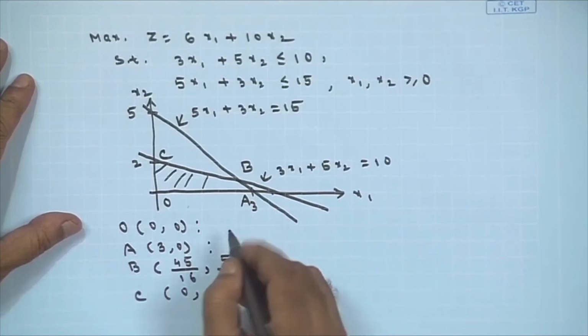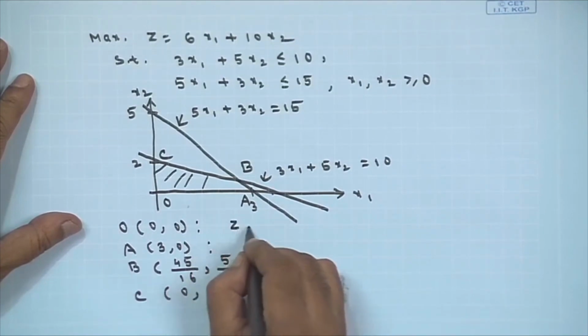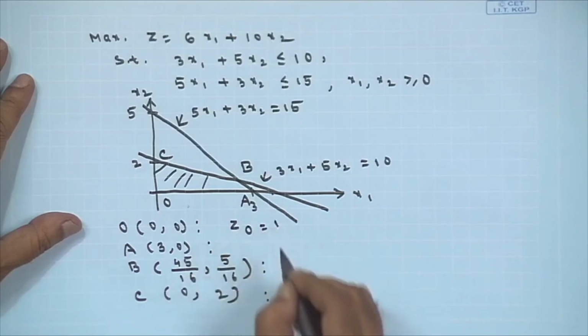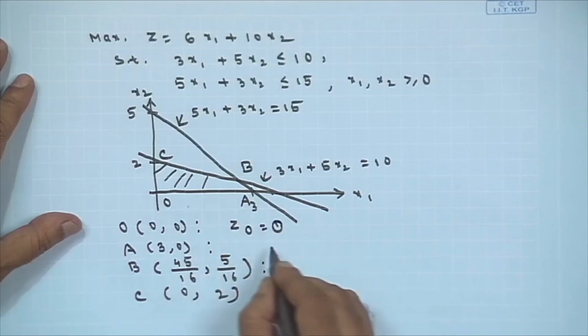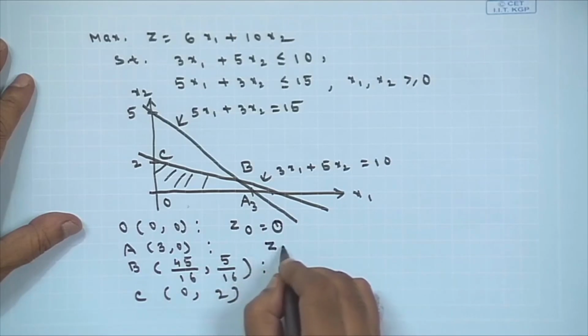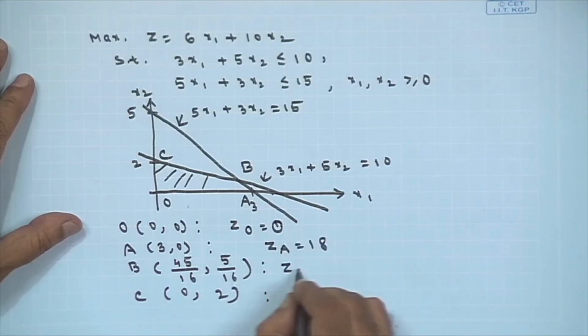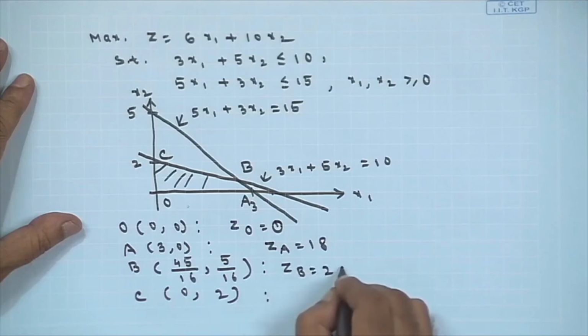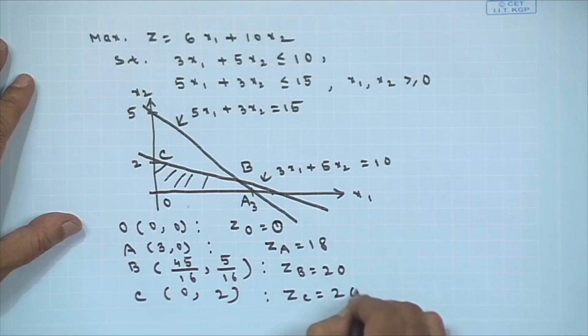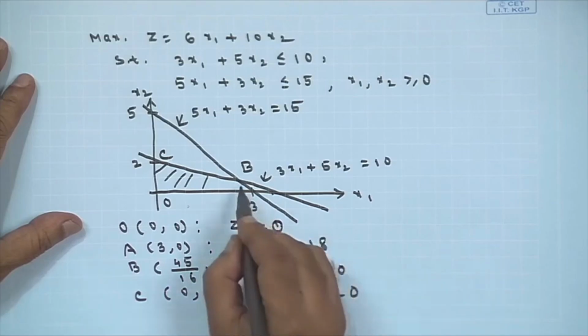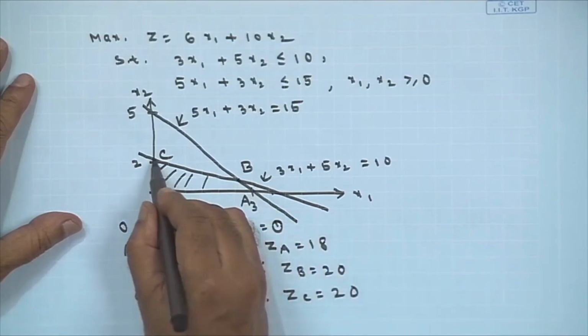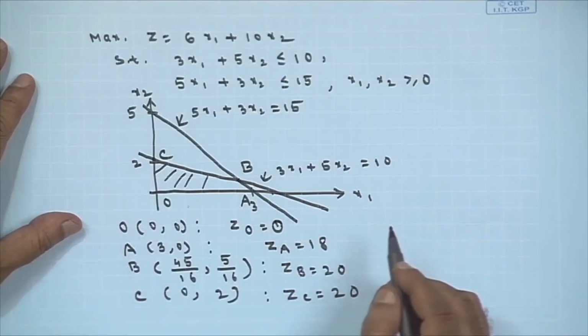Now, at these extreme points you have to find out the value. Z at O is 0. At the point A, its value is 18. At the point B, Z equals 20. At the point C, the value is 20. So, the maximum value is attained at two extreme points, at the point B and at the point C.